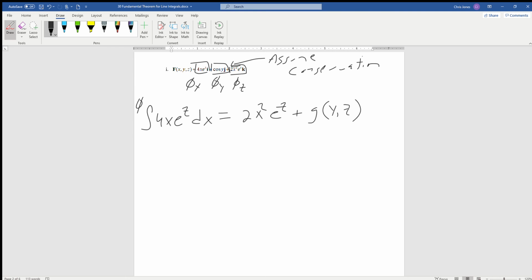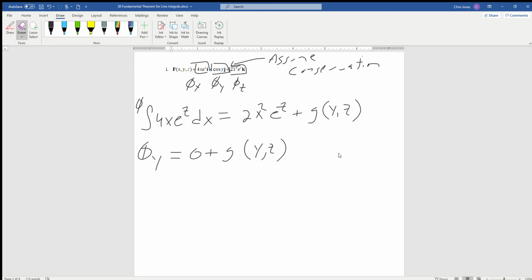So now what we're going to do is find phi sub y. We're just going to take the derivative of what we just got with respect to y. And if we do that, the derivative of 2x squared e to the z is 0, plus we have this unknown function g prime of y, z. Now we know that's going to be equal to cos of y. Remember this derivative is with respect to y, so technically we could just say that this is a partial if we really wanted to.